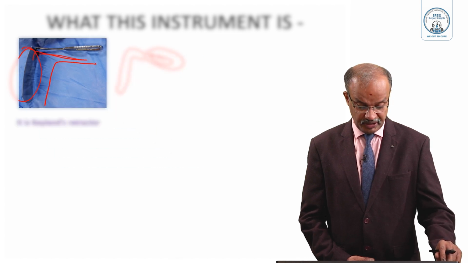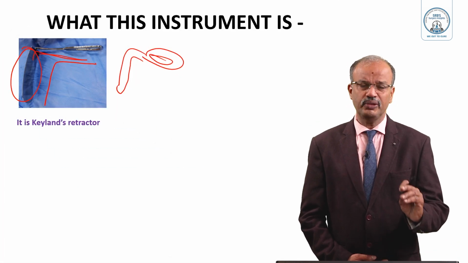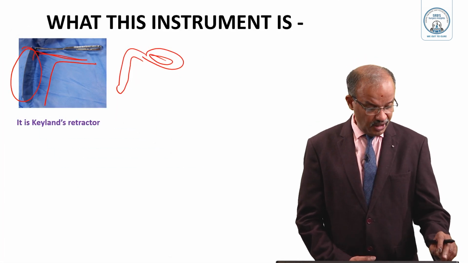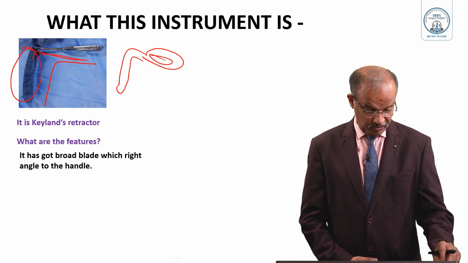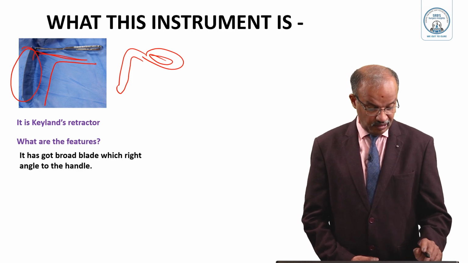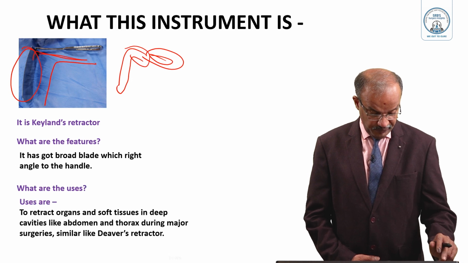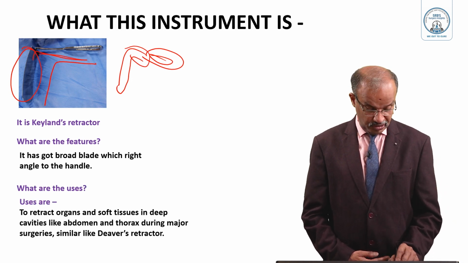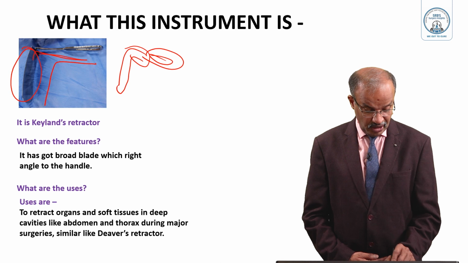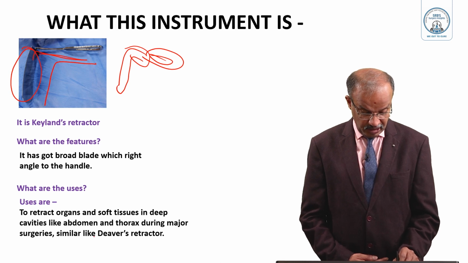What is this instrument? This is a Kelly Retractor, mainly used in pelvic surgery, in gynec surgery, even in abdomen surgeries. What are the features? It has got a broad blade with a right angle handle. This right angle handle is important. And what are the uses? To retract organs and soft tissues in the deep cavities like abdomen, thorax during major surgeries, similar to Deaver's retractor.